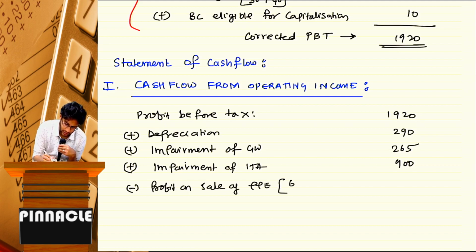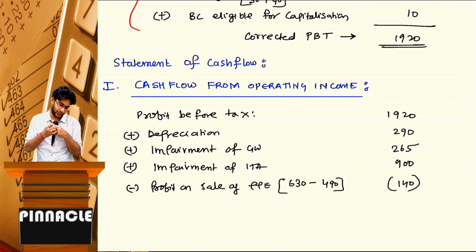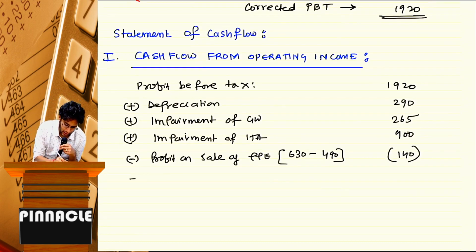Go and check at what rate did you sell and all. 630 minus 490, 140. It is already included in profit. First 3 items belong to a family called non-cash. Fourth one is cash, but non-operating. Add back.